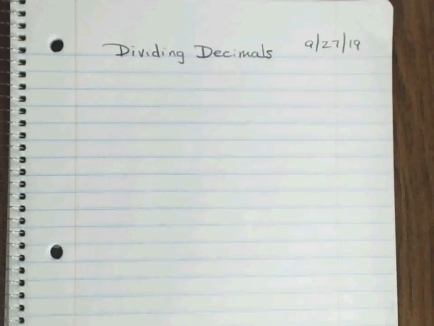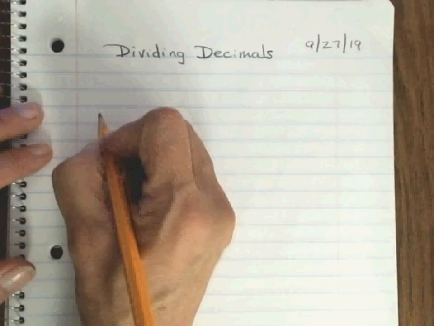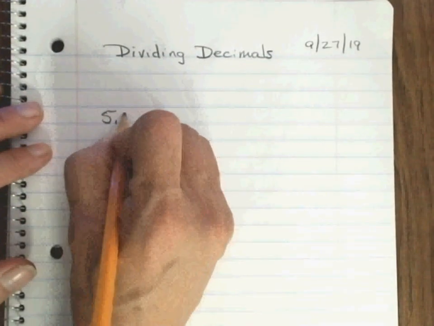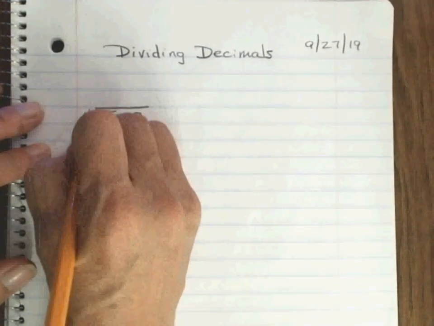Okay, so there's really only one thing different about dividing decimals than normal division, and that's what to do with the decimal. So let's say that we have 5 and 68/100ths divided by 4.